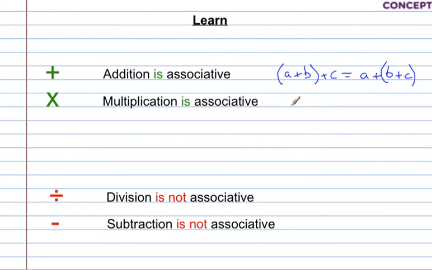And for multiplication, A multiplied by B and then multiplied by C is the same as A multiplied by B multiplied by C first. And that is the associative property. Remember, division and subtraction are not associative.